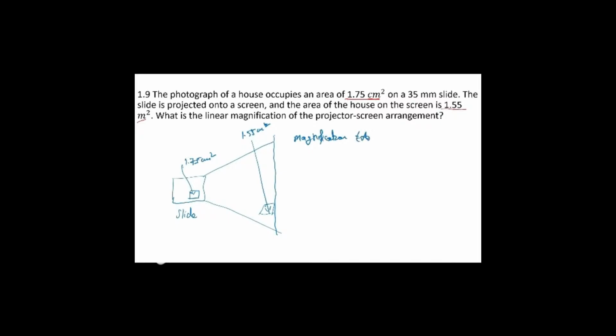The magnification would be the division of areas. Areal magnification would be the area on the projected wall divided by that of the slide. Using appropriate conversion, the area of the house on the wall is 15500 centimeter square, divided by 1.75 centimeter square, and that gives us 885.7. This is the areal magnification. Since this is the areal magnification and we are asked the linear magnification, we will have to find the square root of the same. So the linear magnification would be equal to 94.1.